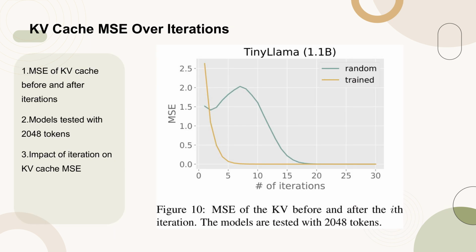Figure 10 illustrates the mean squared error, MSE, of the key-value, KV, cache before and after each iteration. The models in question are evaluated using 2048 tokens. This figure highlights how the MSE of the KV cache changes with each iteration, providing insights into the convergence and stability of the KV cache over the training process.